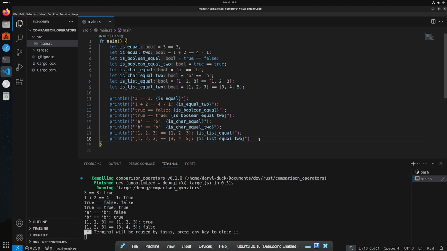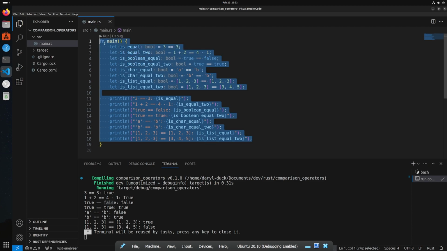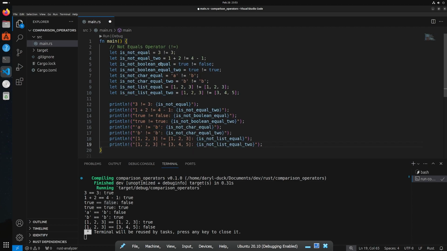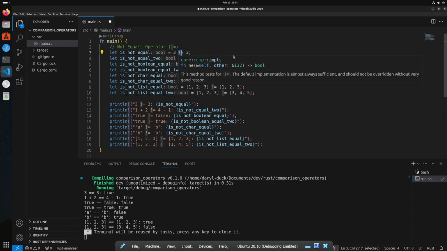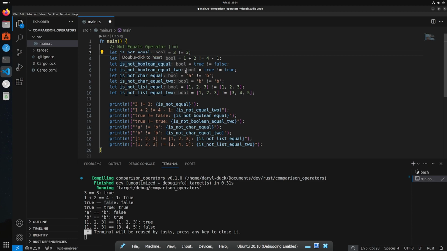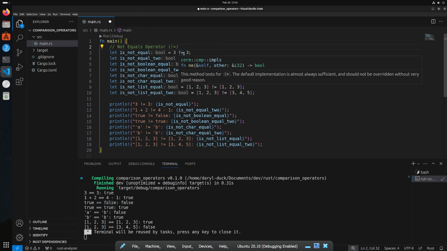There's obviously more than that, right? There's the opposite, which is not equals. So you take everything that we have here and we do the opposite, right? So that'll look a little bit like this. So I'm just going to take all this out and replace it with not equals. Now we represent not equals in Rust with a little exclamation mark and then an equal sign. So equals is double equals, not equals is an exclamation mark and an equal sign.